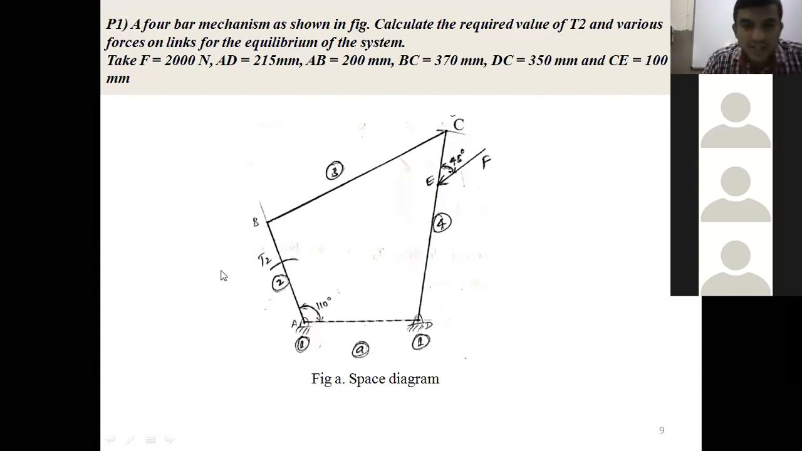Now first, take a suitable scale, then you draw the space diagram. First, if you want, you can write the free body. In the freehand sketch, you draw this four bar mechanism. Okay, then write the given data. Okay, after that, what's the first step? First step, you draw the space diagram.